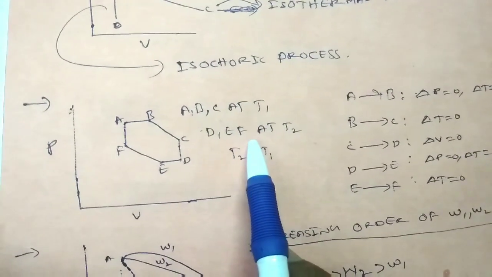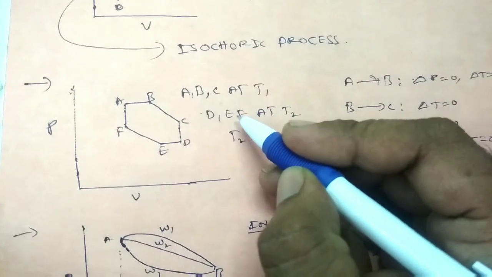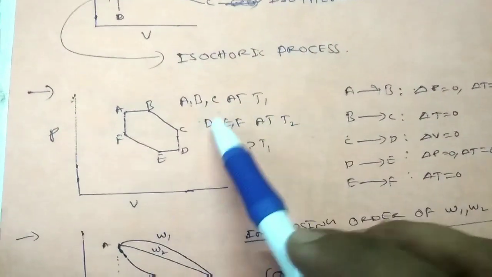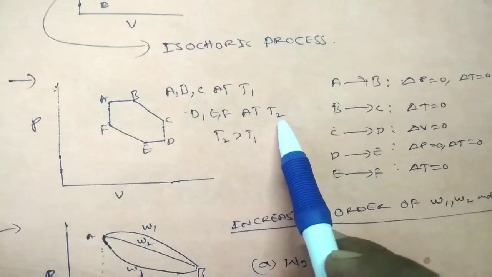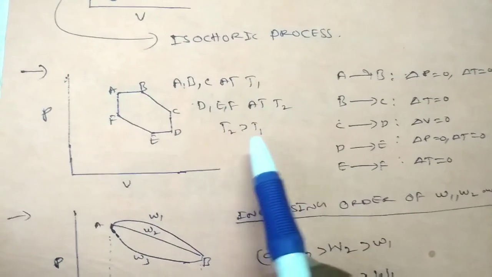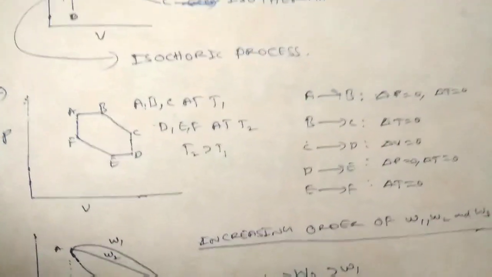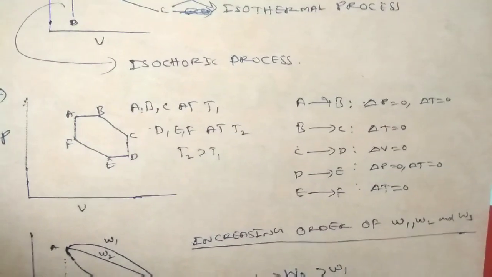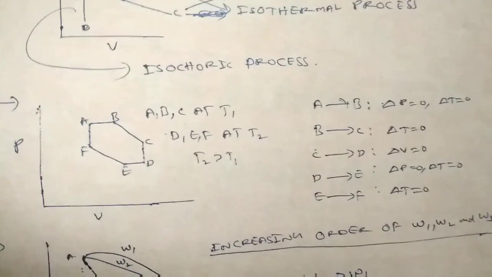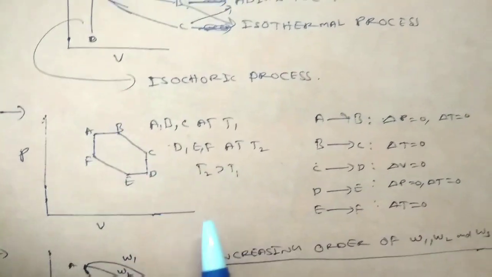and D, E, F are at T2 temperature, where T2 is greater than T1. Based on this condition, we have to identify whether each process is isothermal, isobaric, or isochoric, whatever it is. Just identify the process. So A to B, what is that process? When you move from A to B, what is happening?